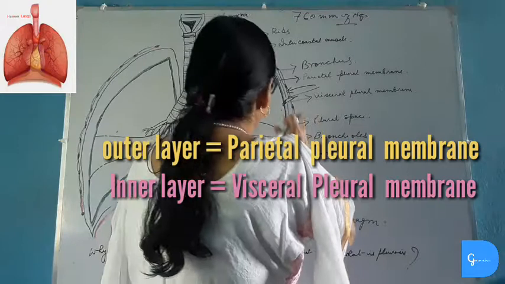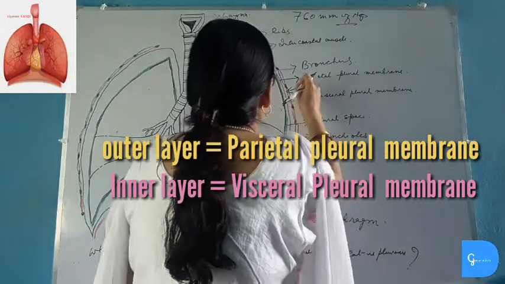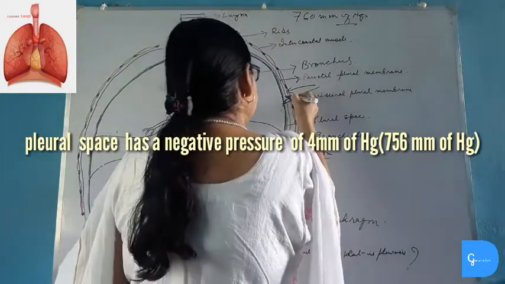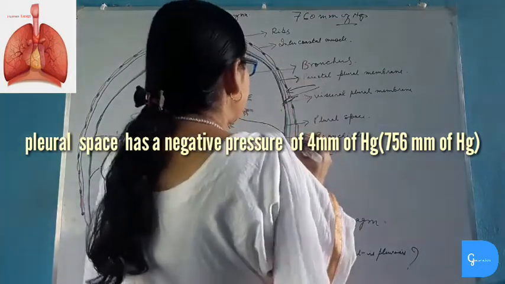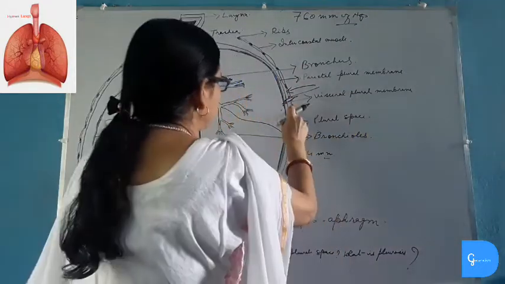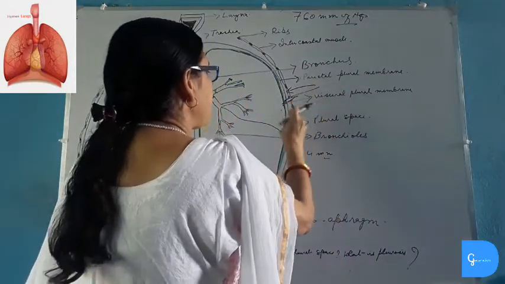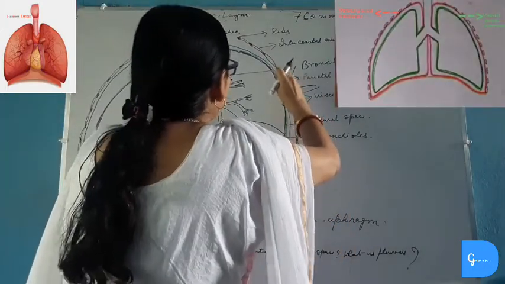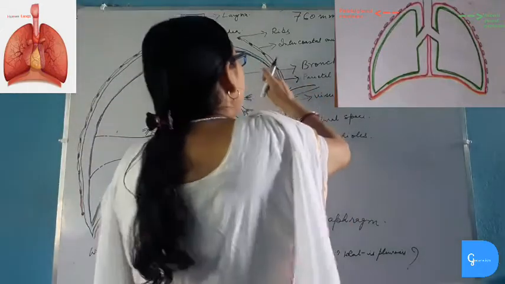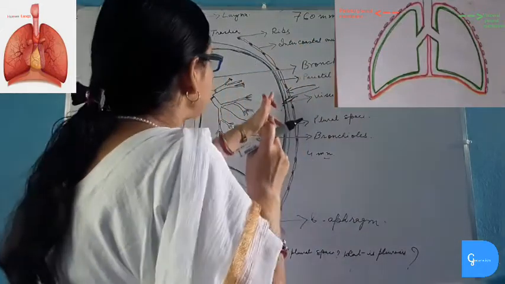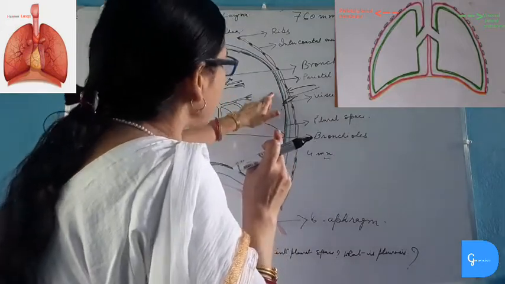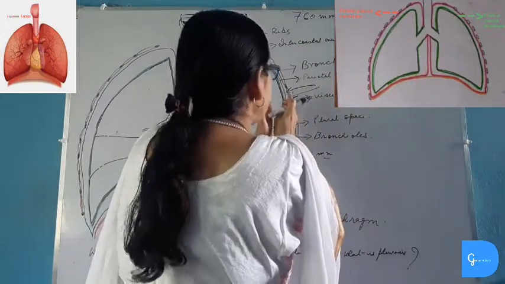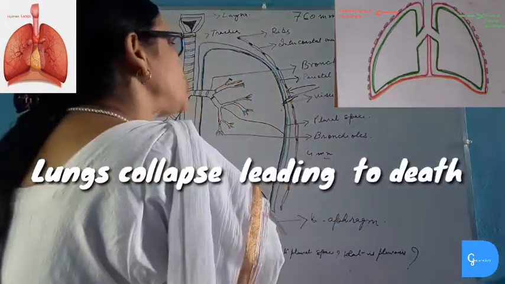Now if there is a penetration, or if a needle is pricked inside the pleural membrane, or if a person is stabbed, then air enters in between these two layers and thus the negative pressure falls. So the parietal pleural membrane and the visceral pleural membrane become apart, and as the thoracic cage or chest wall moves, the parietal pleural membrane moves along with the chest wall, but being separated by air, the visceral pleural membrane does not move along with the parietal pleural membrane. So the visceral pleural membrane collapses, which may lead to death.